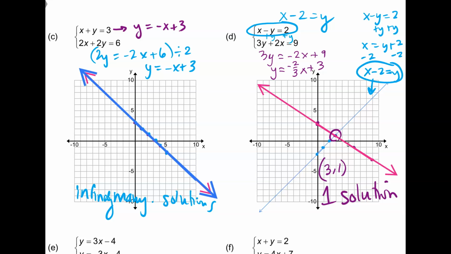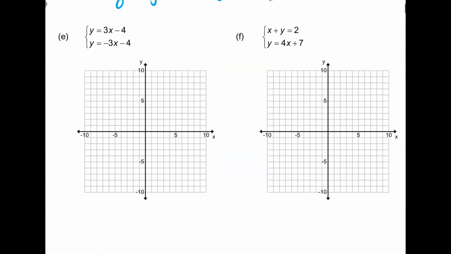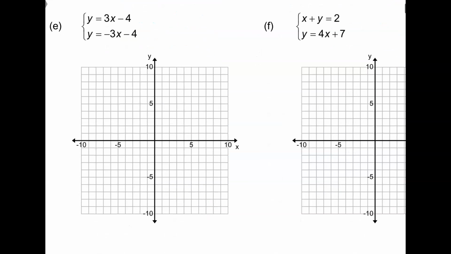Give E and F a shot if you are ready. So I already have it in slope-intercept form, so it's pretty nice. So this top one, the y-intercept is -4, and the slope is 3. So go -4, up 1, up 3 over 1, rise of 3, run of 1.